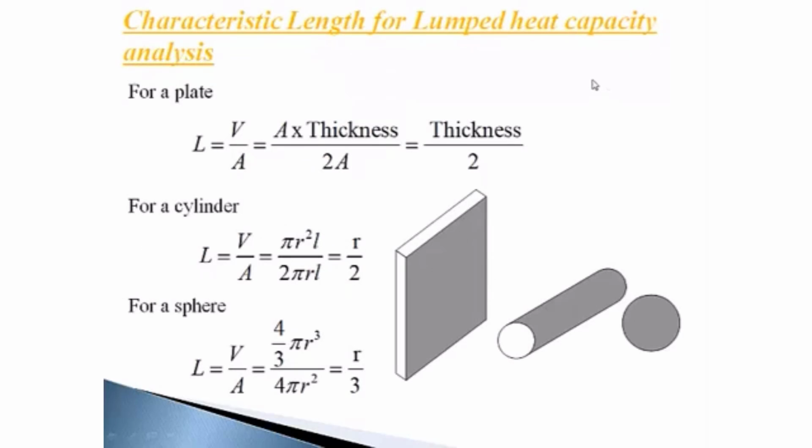Now we will see the characteristic length used in lumped heat capacity analysis. The different geometrical shapes I have shown here. One is a flat plate and another cylinder and a sphere.